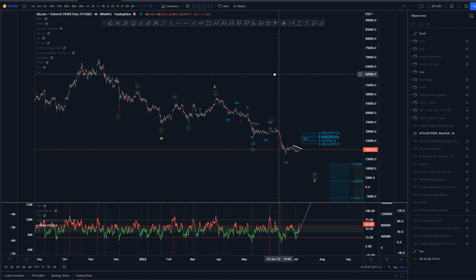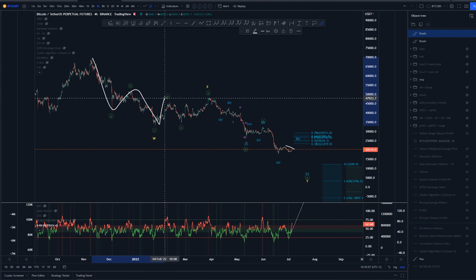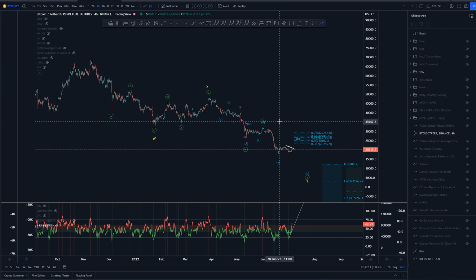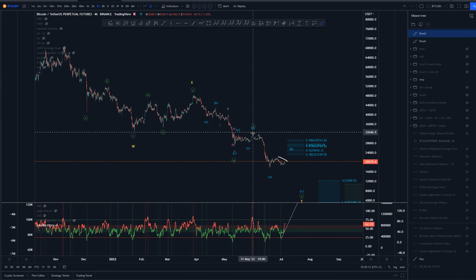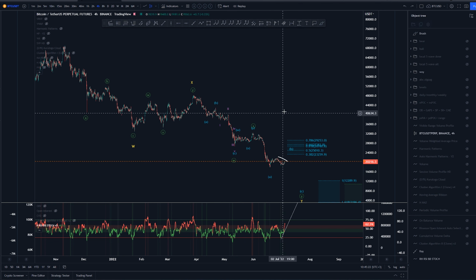The second, my primary currently, is this one, in which we have an ABC, WXY and now again WXY coming down here. According to this one, we would have completed a 5-wave sequence here into an A wave. Now we would be looking for some kind of 3-wave structure into B and then again a C wave.